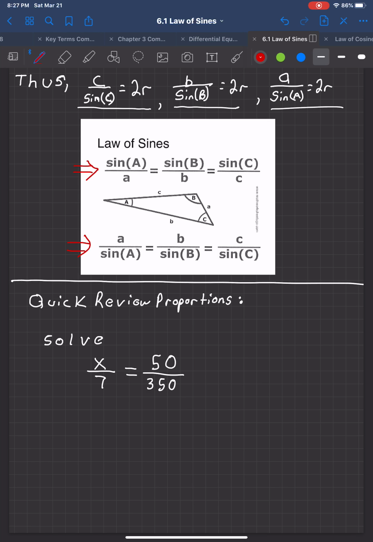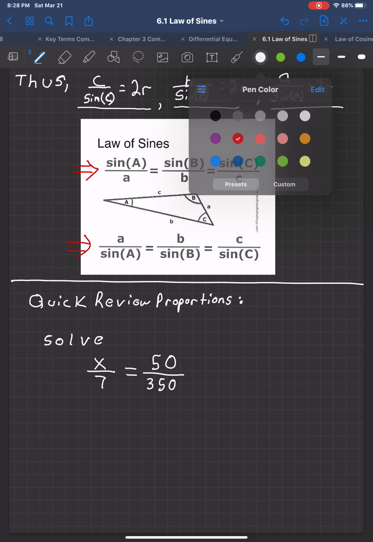So clearly 2r is equal to 2r, so I can make the statement that C over sine of C is equal to B over sine of B is equal to A over sine of A. And that is, in essence, the law of sines.